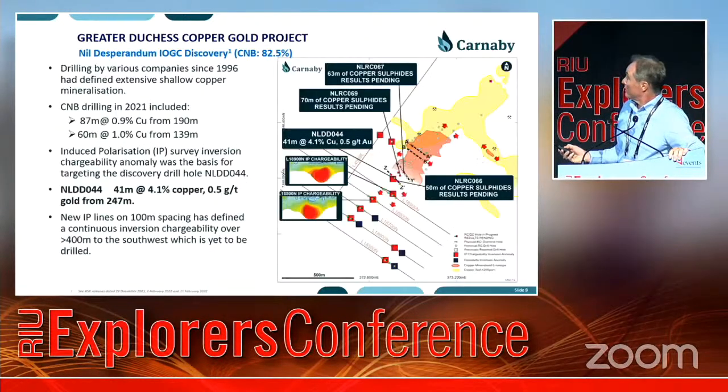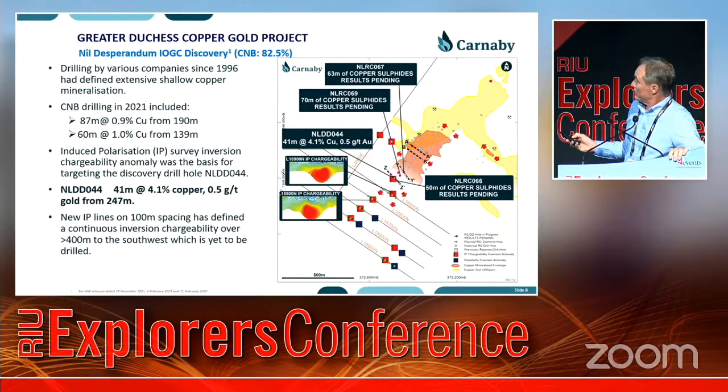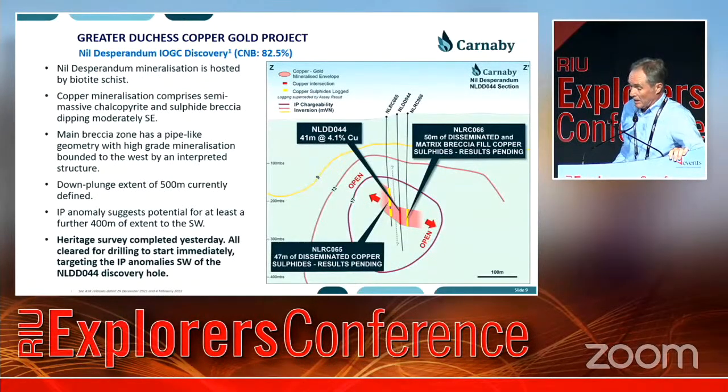Sorry, I'll just go back one slide. So we followed that up with another 6 lines of IP to the south, or to the southwest. Each of those has got this distinct, strong IP chargeability anomaly. So we're confident that the plunge continues for at least a further 400 metres down plunge.